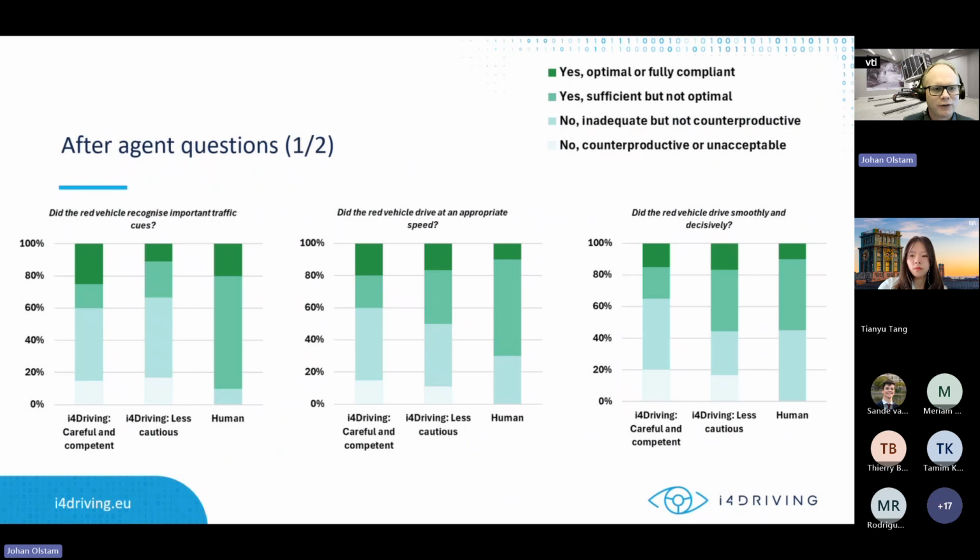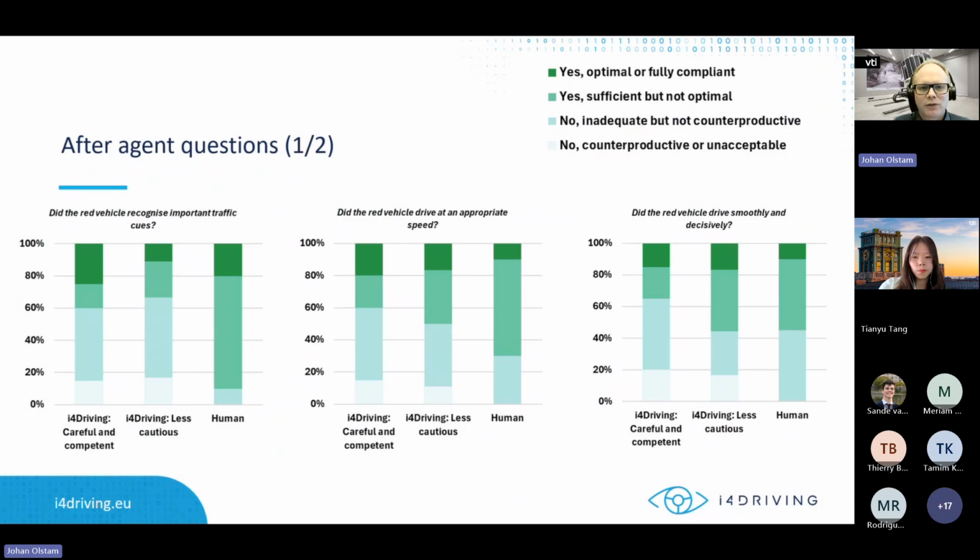They generally think that the human drivers were doing that in a good way, and you can see here that it's not as highly rated for the 2 i4Driving versions, and here it's also a statistically significant difference, which is not the case in the other questions. Because if you look at whether we use appropriate speed, we can see that it's still higher ratings for the human, but it's quite good ratings also for the i4Driving models.